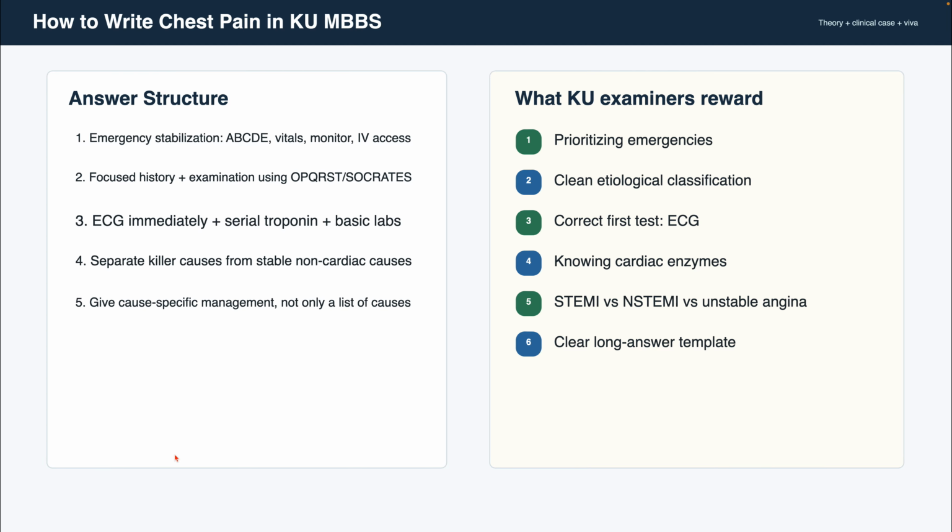Okay, so how to write chest pain in KU MBBS? We write it by emergency stabilization. We do the focused history. We do the ECG, troponin, enzymes, and then the basic labs you need to fill out. Separate killer causes from the stable, non-cardiac causes. You need to separate that. Give cause-specific management, not only a list of causes. Okay. We'll go one by one regarding this.